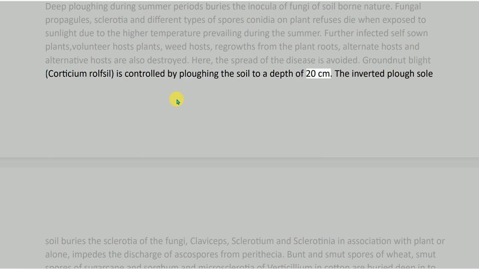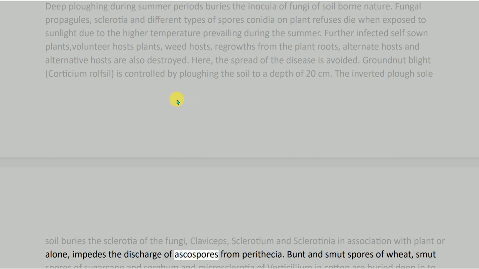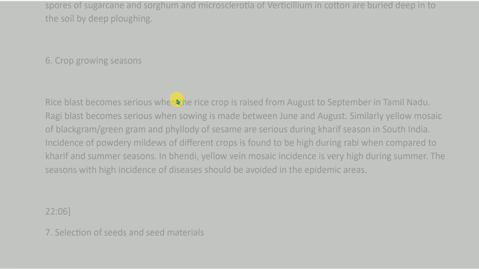Soil buries the sclerotia of the fungi Claviceps, Sclerotium and Sclerotinia, in association with plant or alone, and impedes the discharge of ascospores from perithecia. Bunt and smut spores of wheat, smut spores of sugarcane and sorghum, and microsclerotia of Verticillium in cotton are buried deep into the soil by deep plowing.